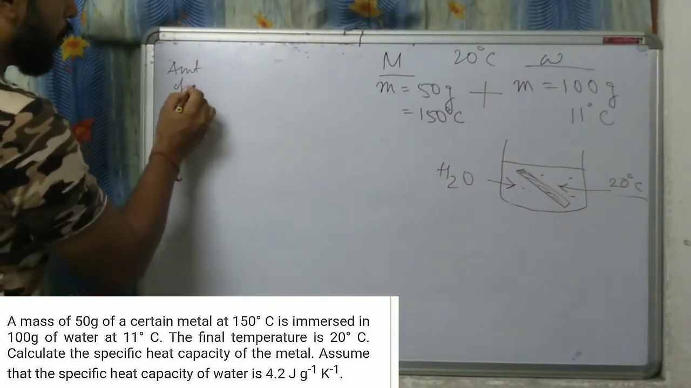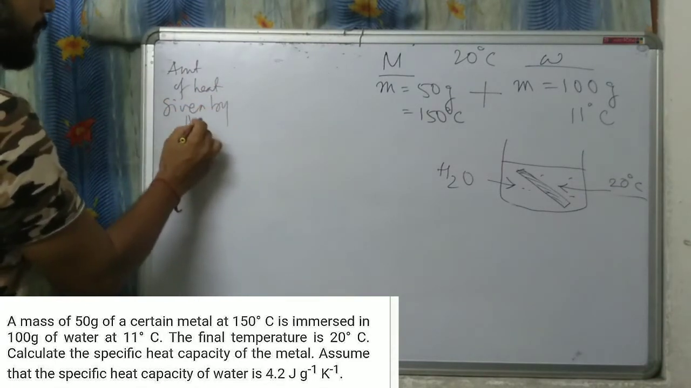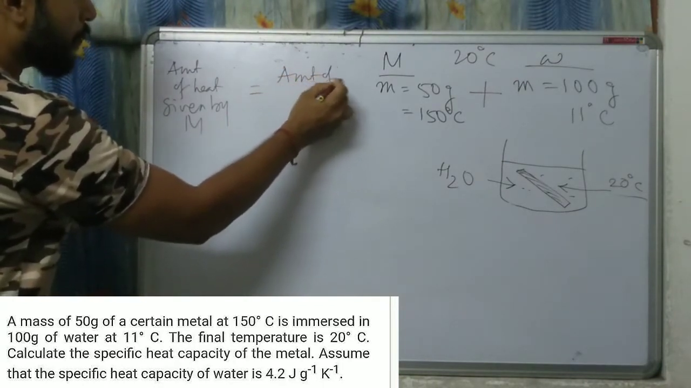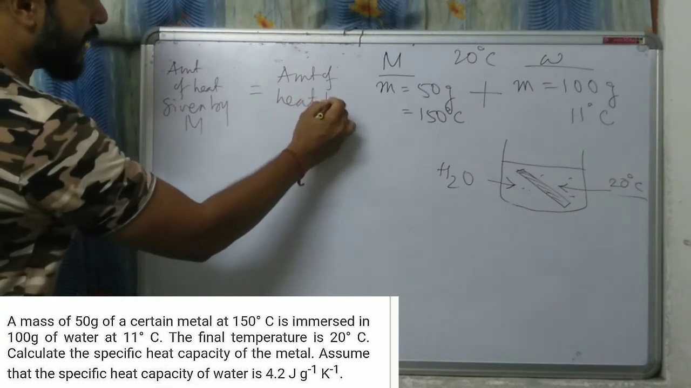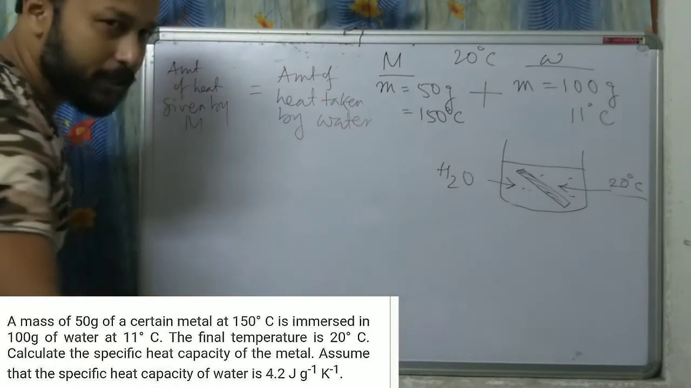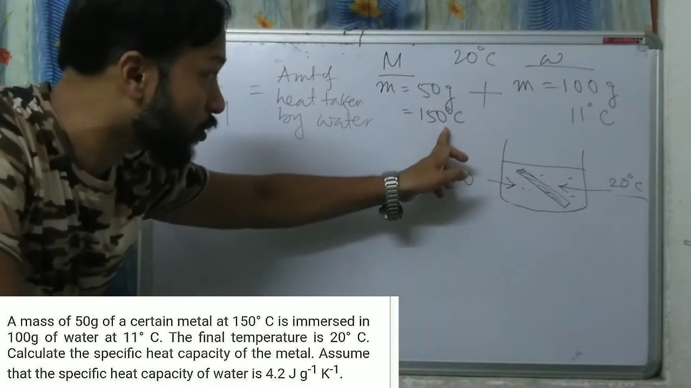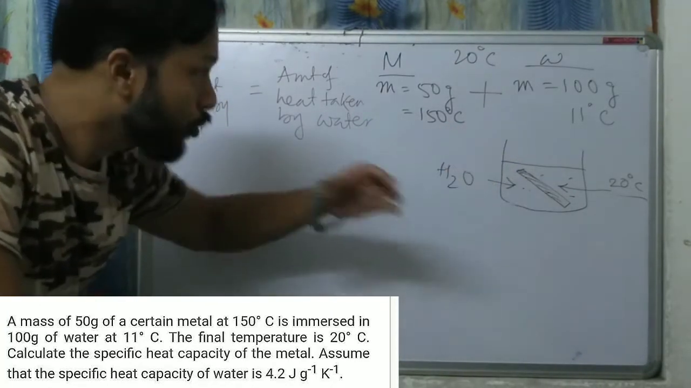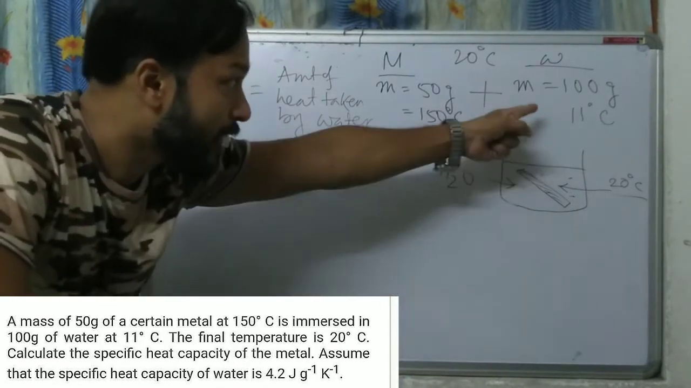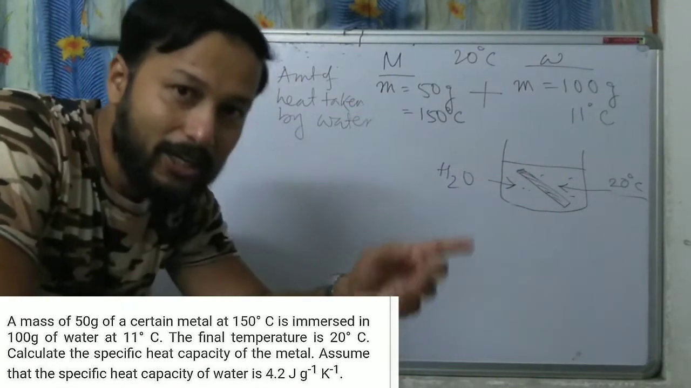Amount of heat given by metal should be equal to amount of heat taken by water. Understood? Very simple formula. Who is giving heat? Metal is giving heat, because temperature of metal is higher than water. Okay. Who is taking heat? Water is taking heat. Why? Because water's temperature is less than metal.